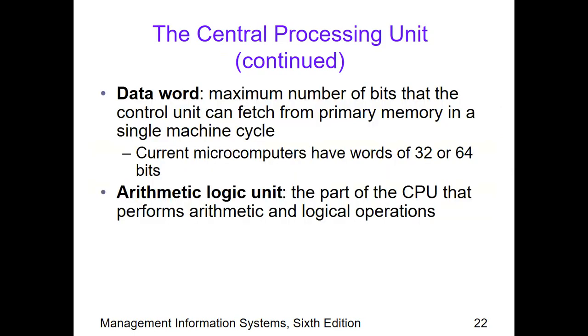For the CPU, we have the data word, or the maximum number of bits that the control unit can fetch from primary memory in a single machine cycle. Current microcomputers, as of the date of this particular edition, have words of 32 or 64 bits. If we divide this by 8 bits to get bytes, we have 4 or 8 bytes.